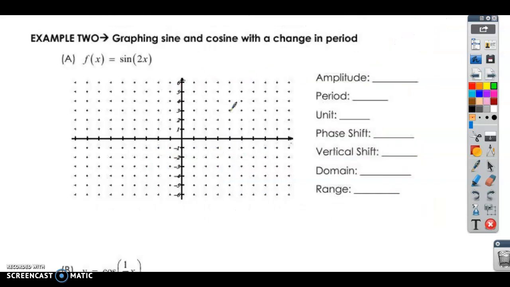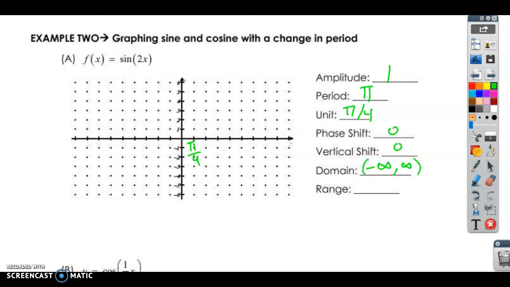Moving on. All right, so now we're going to have a little bit of a change here. We're going to change the period a little bit. So now the b, the number in front of x, is a 2. So the amplitude in this case is just a 1, because that's a, the number in front of the sine. The period is 2 pi divided by b. So 2 pi divided by 2 is just pi. So the unit, when I take that and divide by 4, I'm going to be counting differently. I'm going to be counting by pi over 4 now. No phase shift, no vertical shift, domain's the same.